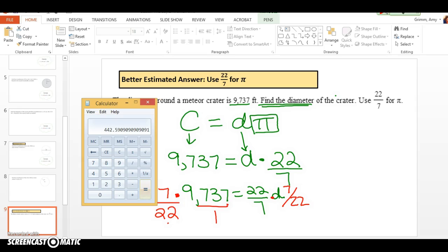So we have 9,737 times 7, and I get 68,159 over how much? 22. Okay, and now I need to keep that in fraction form. So don't I need to see how many times 22 goes into that number? All I have to do is hit divide by 22. It goes in a total of 3,098 whole times. And then we've got to figure out how many is left over.